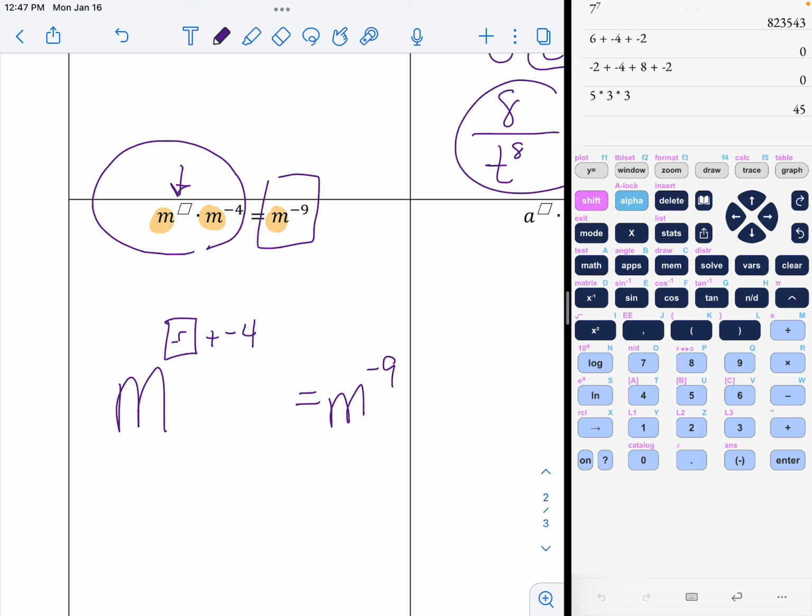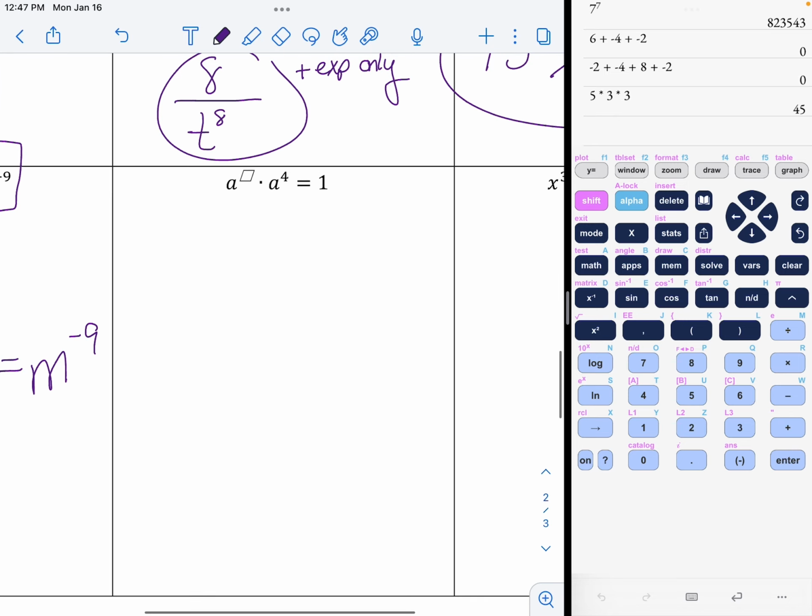If you don't, you could call me over and get some help with that, I'd be happy to do that. So my answer in this particular problem is negative 5 because they were looking for what goes in the box. Just remember, whatever you put in the box, when you add it to negative 4, you have to get negative 9. So the answer to this problem is negative 5.